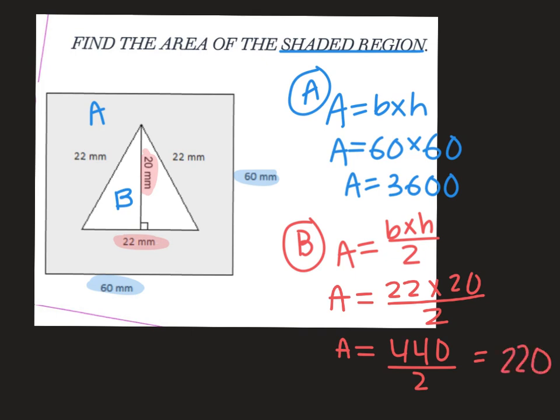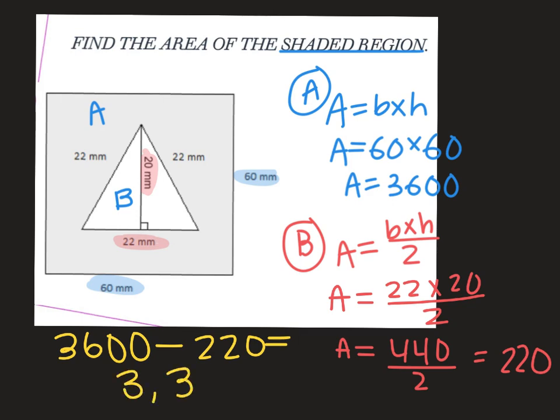Now, we're still only looking for the area of the shaded region. So we need to take our 3,600, which is that big square, and subtract the area of our triangle, which is unshaded. So minus 220, we should get 3,380 millimeters squared.